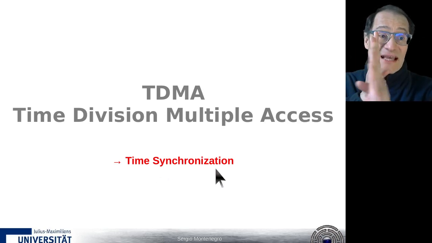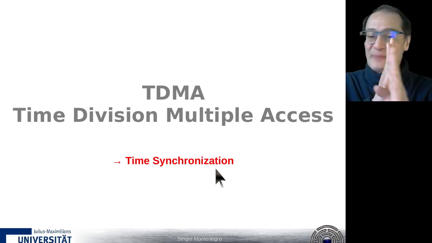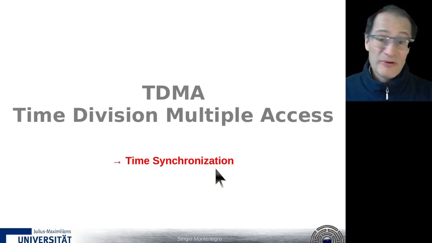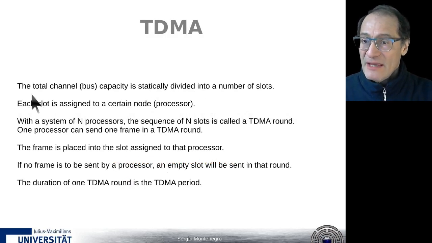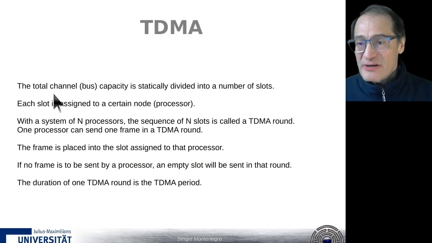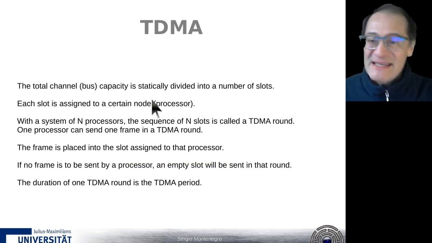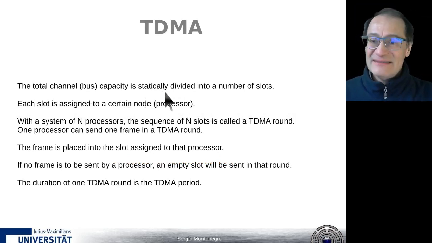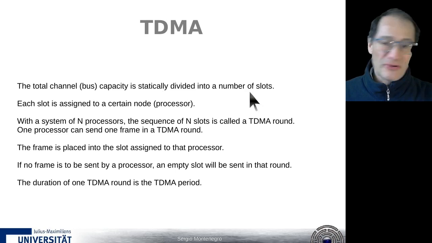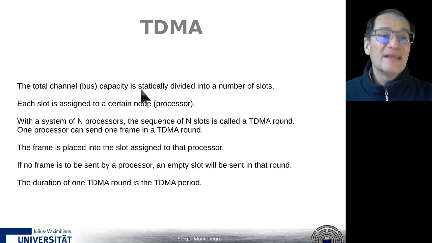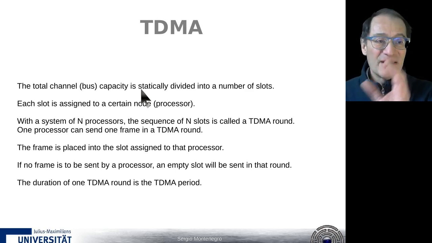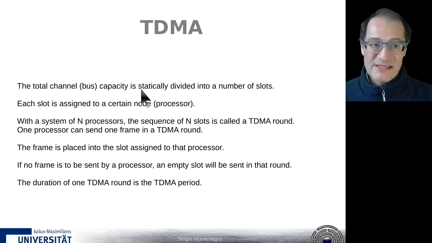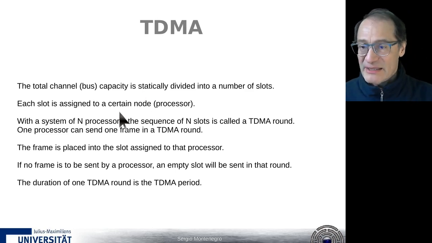If one of them goes out of time synchronization, then we are going to have collisions and the communication is not going to work. Okay, on how it works, the total channel bus capacity is statically divided into a number of slots. So from the beginning, normally it's not dynamic. You know how many senders you have, and you assign each sender a time slot when it shall send. And this is repeated periodically.